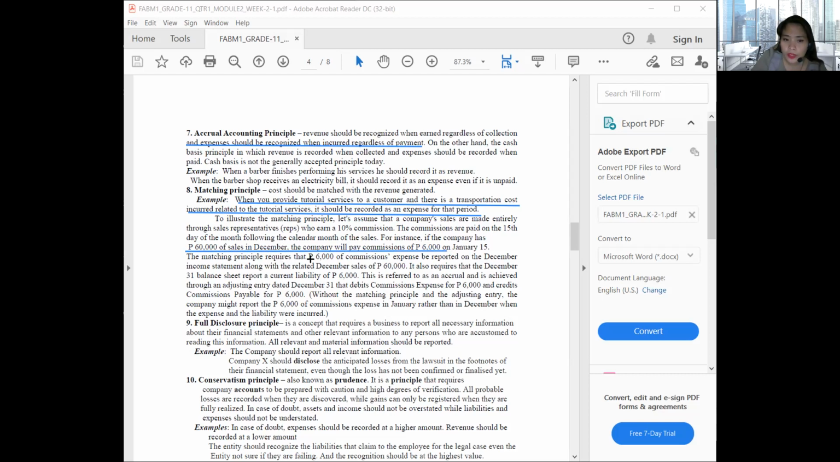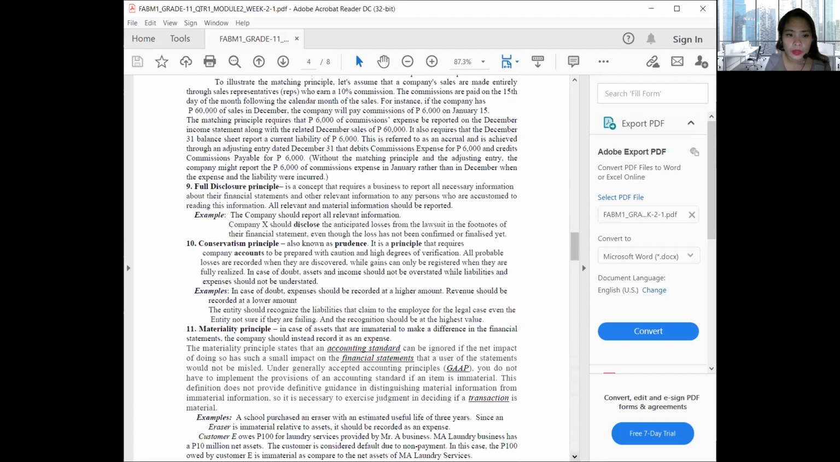The matching principle requires that yung 6,000 of commission expense should be reported on the December 31 income statement along with the related December sales of 60,000. So hindi mo po siya pwedeng i-omit. Kaya nga sinabi natin na sa accounting, lahat po ay ire-record. Okay, even nga yung, kumuha ka ng piso, that is considered owner's withdrawal and dapat, di ba, binabalik mo yan. Hindi pwedeng, hindi mo ibabalik. Kasi kaya nalulugi ang kumpanya kasi pagkuha ka ng pera sa company mo.